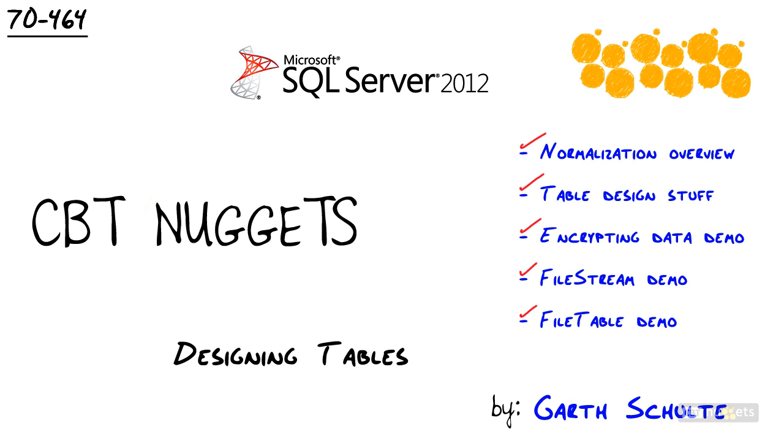We jumped into the virtual Nugget Lab. We saw how to work with encryption to encrypt a column of data, how to use file stream to store unstructured data outside of SQL Server, accessible via SQL Server. And then we saw how to use the new SQL Server 2012 feature, file table, which just enhances file stream so we can now work with that unstructured data from the file system.